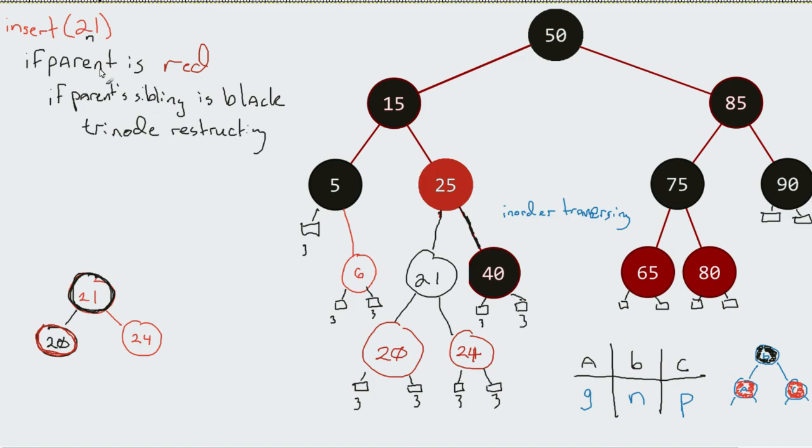So just to write this back out, once I've done that trinode restructuring, I change B to black, change A and C to red.